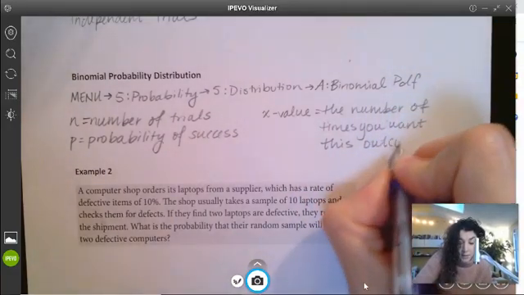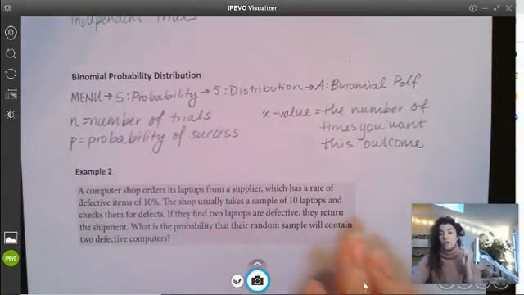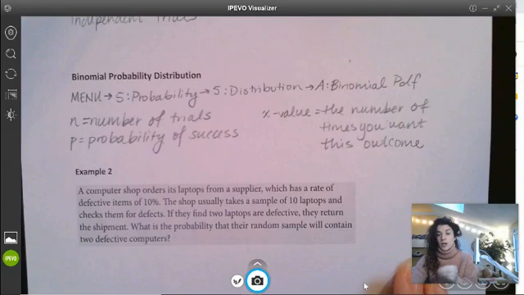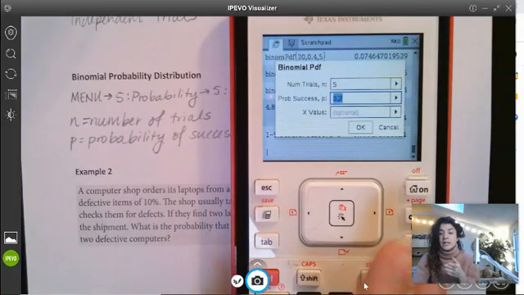So above, the number of times that you wanted that outcome was 2. You wanted the probability of getting a figure 2 times. If you do it without putting in that number, because it does say optional, it gives you the entire probability distribution.